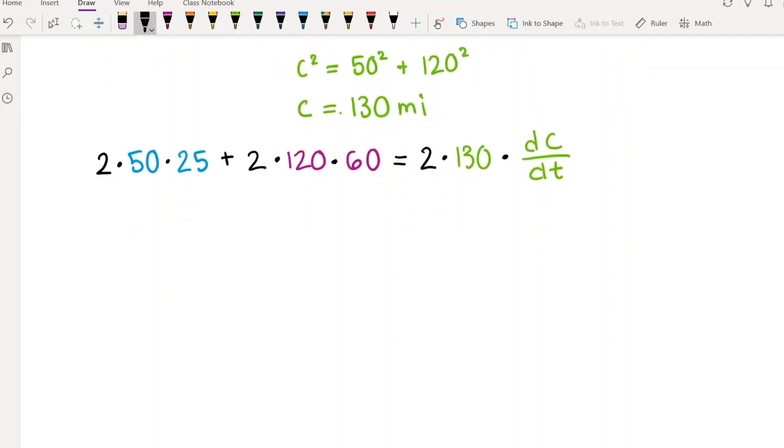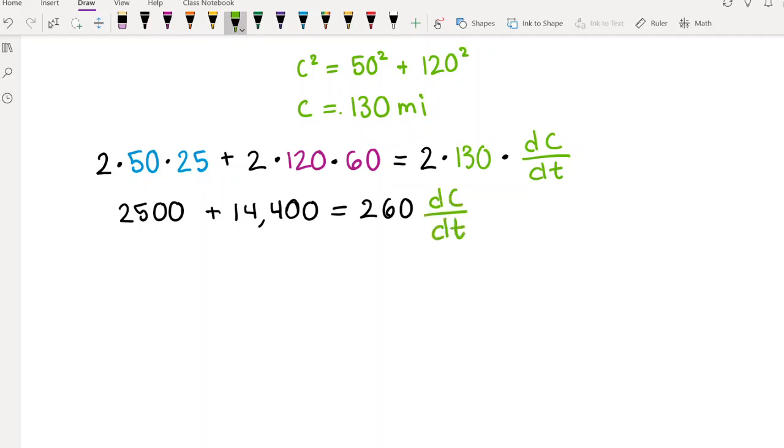So if you add all these numbers together, over here we're going to get 2,500 plus 14,400 is equal to 260 times dc dt. And so if you solve this, you end up getting 65 is equal to dc dt.